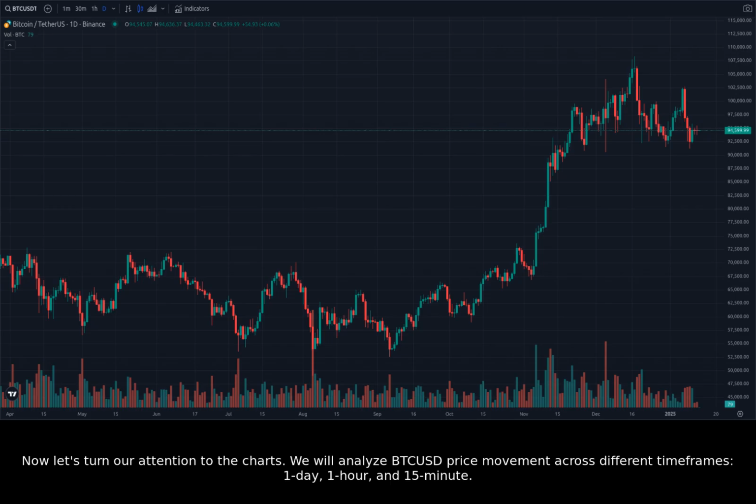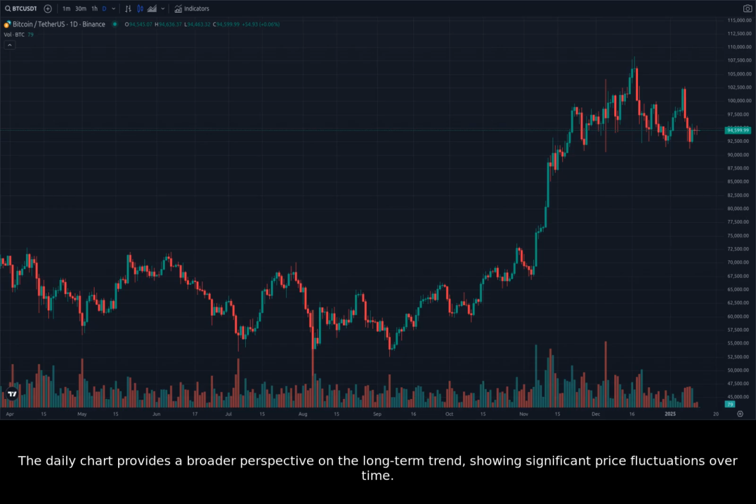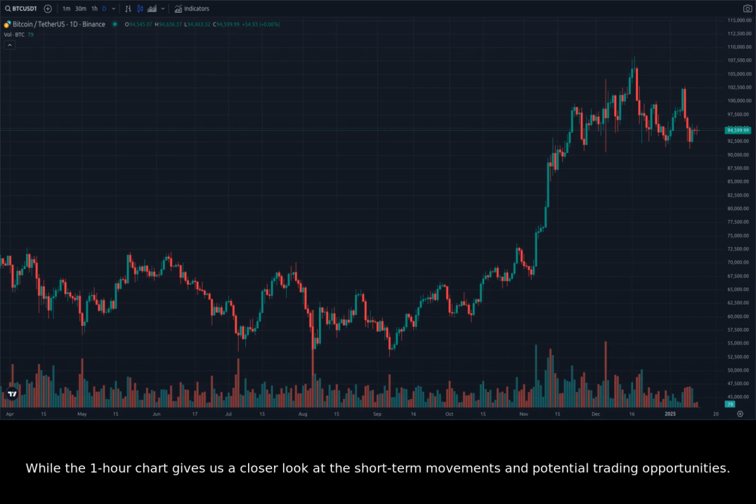We will analyze BTC's price movement across different timeframes: 1 day, 1 hour, and 15-minute. The daily chart provides a broader perspective on the long-term trend, showing significant price fluctuations over time, while the 1-hour chart gives us a closer look at the short-term movements and potential trading opportunities. Finally, the 15-minute chart helps us identify specific entry and exit points for short-term trades.